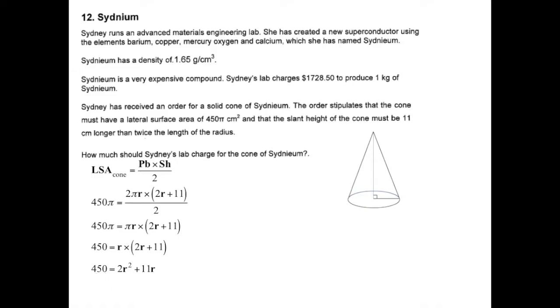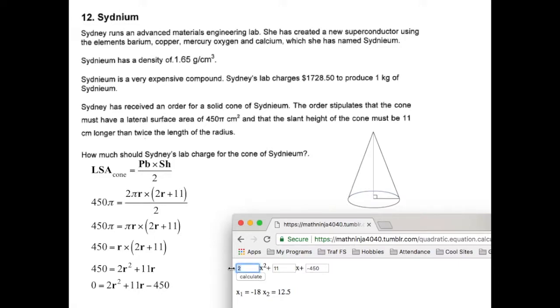If I subtract 450 from both sides, we end up with the quadratic. 0 is equal to 2r squared plus 11r minus 450. This is a nice trinomial. We want to solve for r, so we're going to use our quadratic equation. Once again, I'm using Mariana's quadratic equation. The a value is 2, the b value is 11, and the c value is negative 450, and calculate.